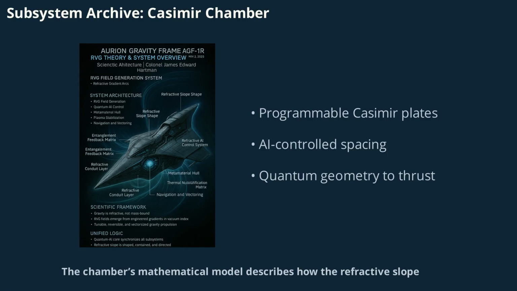The chamber's mathematical model describes how the refractive slope and plate geometry combine to produce a directed gravity flux, a concept that is both novel and experimentally approachable.